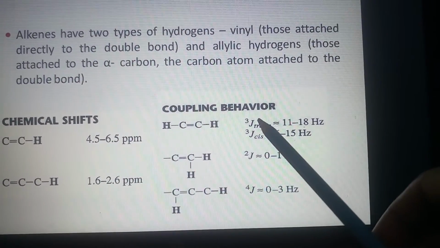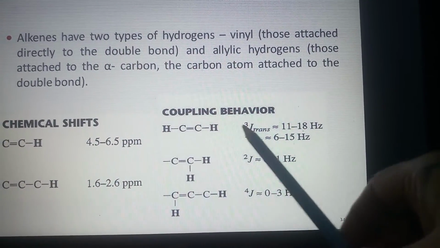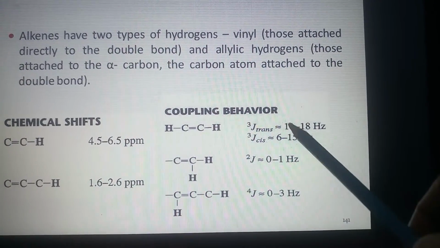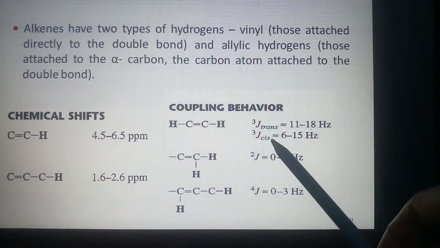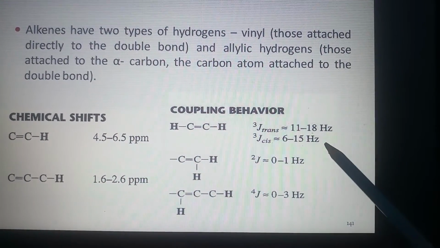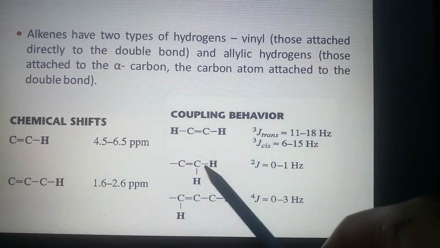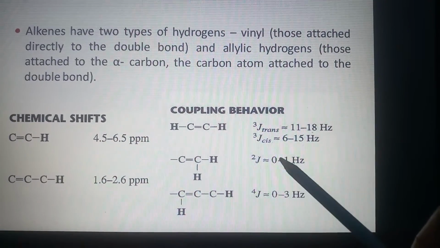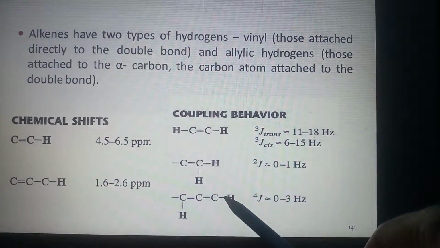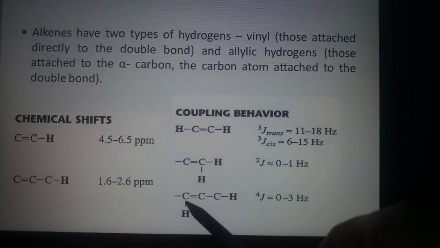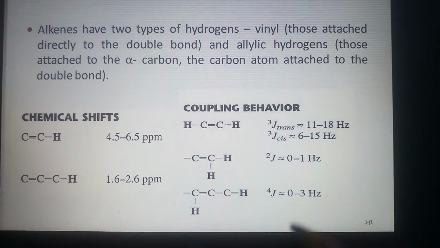If we consider coupling behavior, you can see it is 3-bond coupling. The 3J trans coupling is 11 to 18 Hz, and 3J cis coupling is 6 to 15 Hz. If we consider geminal coupling, it is 2-bond coupling, 2J, and its value is nearly 0 to 1 Hz. And allylic coupling is 4J, that is 4-bond coupling, and its value is very low, 0 to 3 Hz.